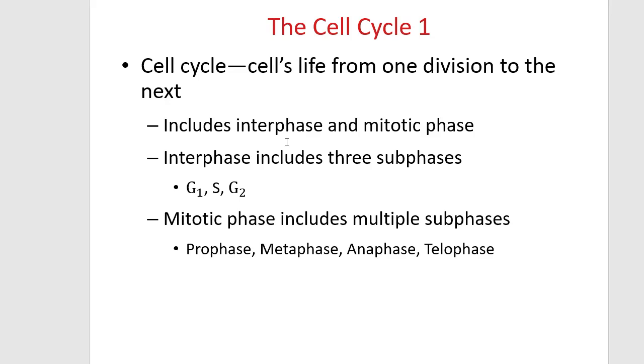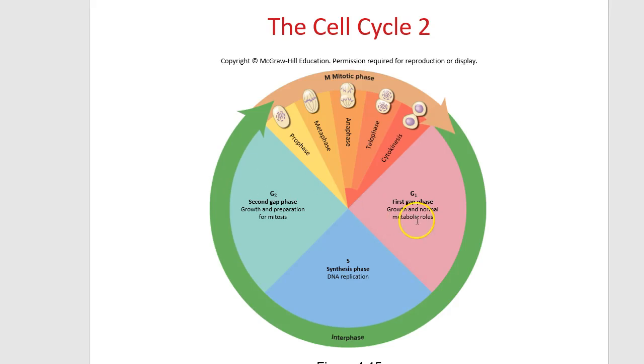So looking at the cell cycle, we go with interphase, prophase, metaphase, anaphase, and telophase. We talked about that. Another acronym to remember the order is I pass my anatomy test. We talked about G1, S, and G2 and how both of these are growth areas, and the S stands for synthesis. So here we go. Growth and normal metabolic roles, DNA replication, growth and preparation for mitosis.